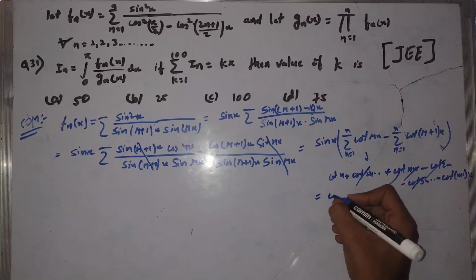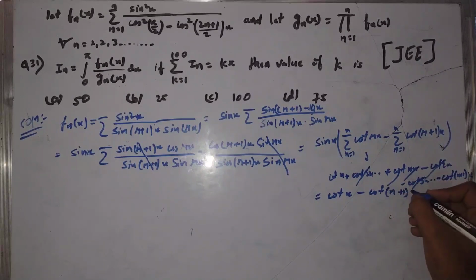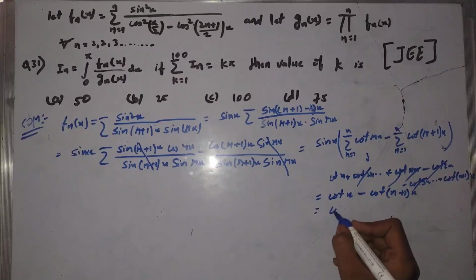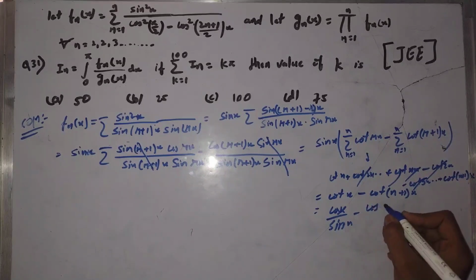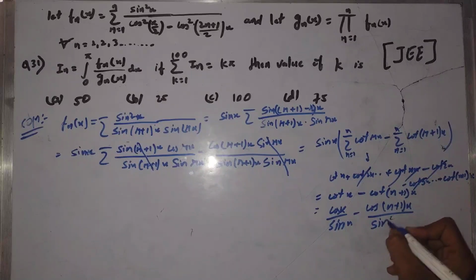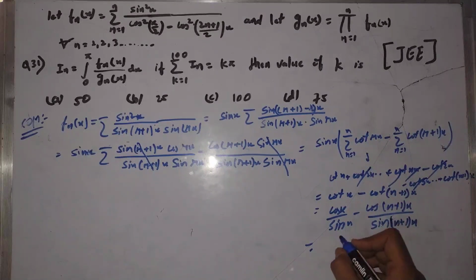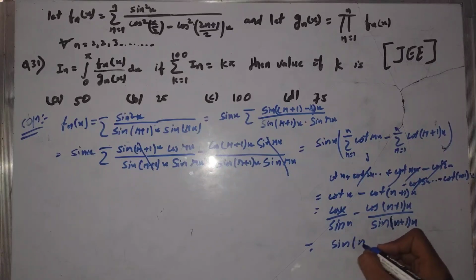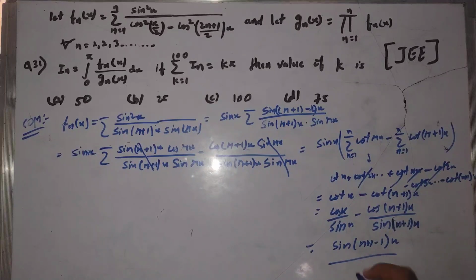Only what will be left is cot x minus cot (n+1)x. If we break this into cos x upon sin x minus cos (n+1)x upon sin (n+1)x, and cross multiply by taking the LCM, the numerator becomes sin((n+1)x minus x), which we simplify as sin(a minus b), where a is (n+1)x and b is x, and in the denominator we are left with sin x into sin (n+1)x.